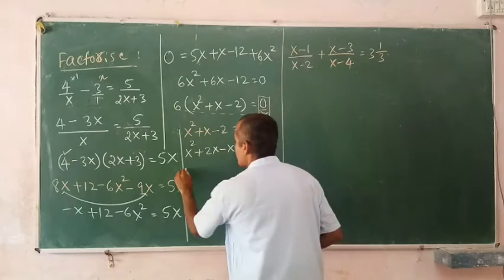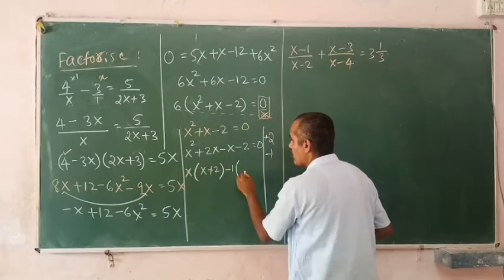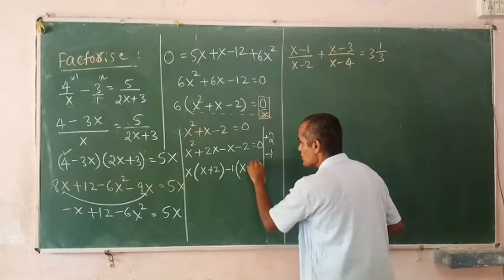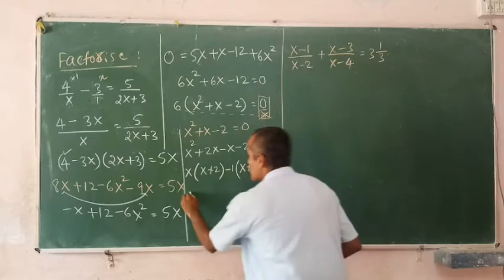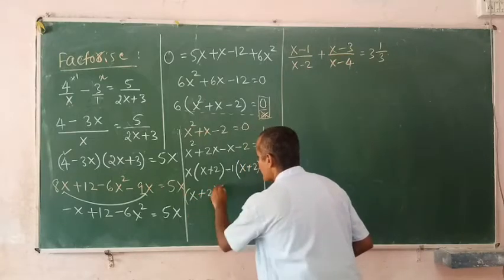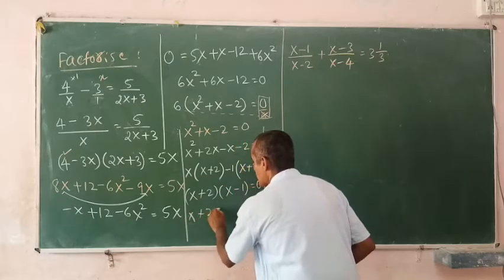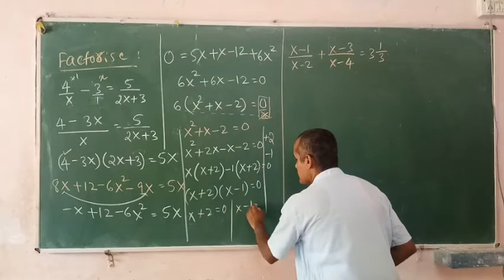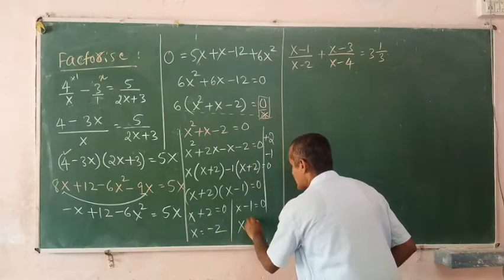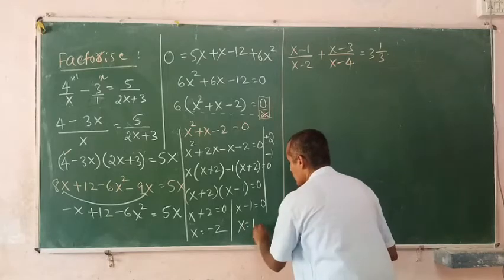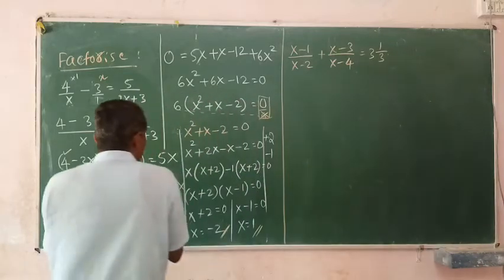Take x common: x plus 2; minus 1 common: x plus 2. Minus into plus gives minus, so it is 1 minus. So it is x plus 2 times x minus 1 is equal to 0. x plus 2 is equal to 0, x minus 1 is equal to 0. x is equal to minus 2 or x is equal to 1 are the roots of the equation.